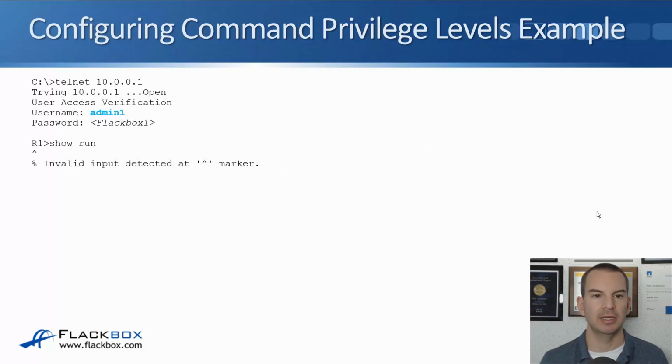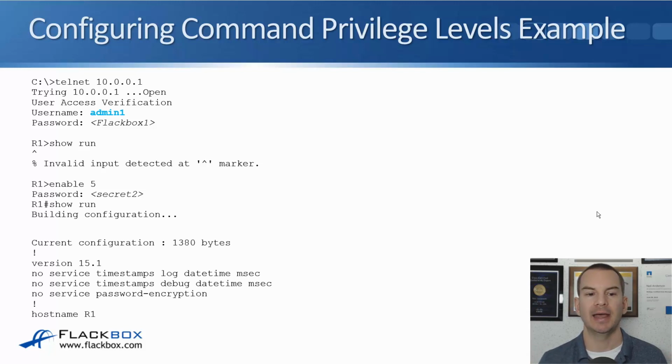So you can see here, right now I'm logged in as admin1, which is a level 1 administrator. I do a show run, which is level 5, and they can't run it because we're currently at level 1. But if that user knows the level 5 enable password, they can say enable 5, meaning log in at level 5, they put in the level 5 password, and now they can do a show run. But if they entered config T, they wouldn't be able to make any changes.